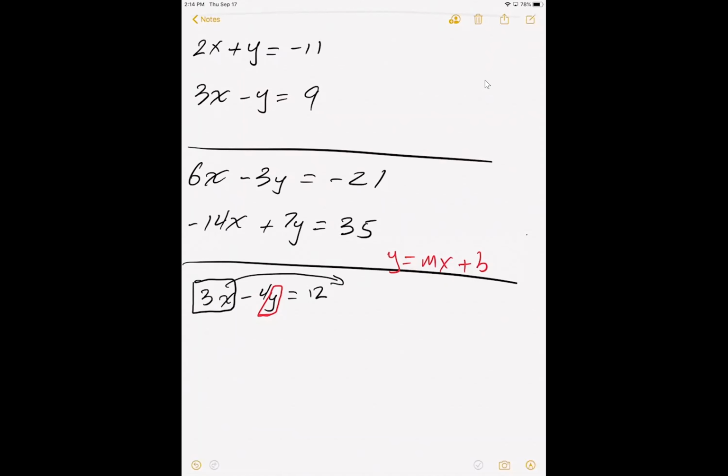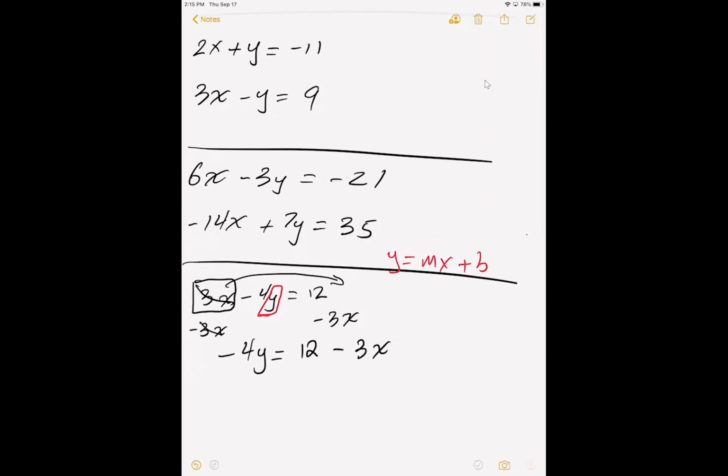If we want to move the whole item to the other side, all we need to do is add or subtract it. In this case, I need to subtract 3x, because 3x take away 3x, they disappear. Now I have negative 4y equal to, let me put it this way, 12 minus 3x. Why did I put it this way? Because 12 and 3x are unlike terms, and I cannot subtract them. The 12 does not have an x, the 3 has an x. So 12 minus 3x is just 12 minus 3x.